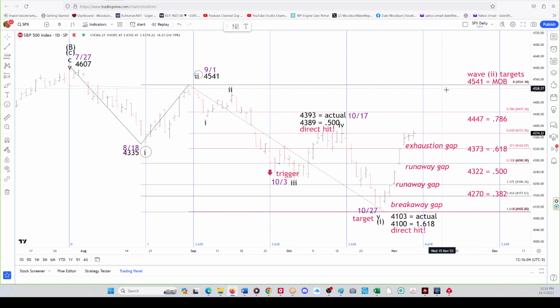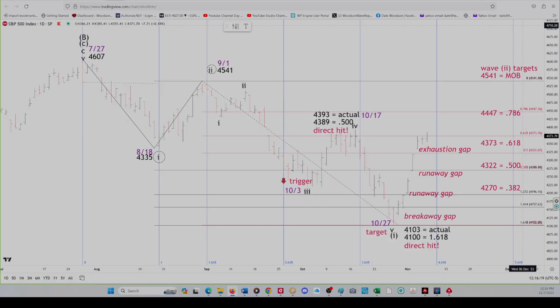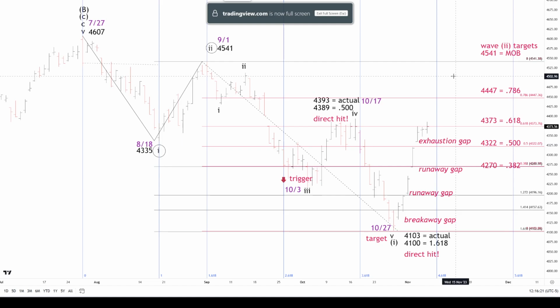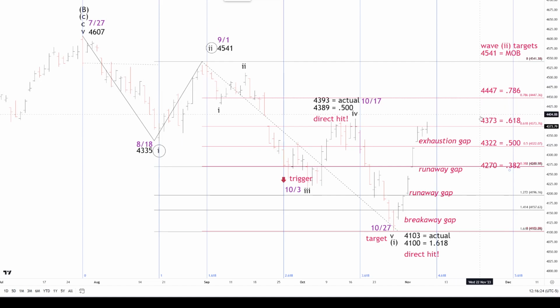First thing we ask ourselves, where is this count wrong? This wave 2 up cannot retrace more than 100% of this wave 1 down. So the make or break of the wave count is 45.41. This wave 2 should not go above there. Here are the, let me make this bigger. That fits a lot better. Okay, here are the Fibonacci retracement targets for wave 2. You can see we've got 42.70, 43.22, 43.73, and 44.78.